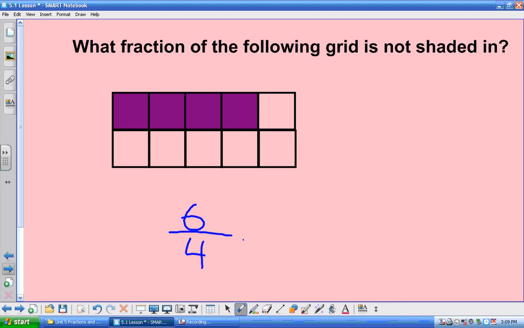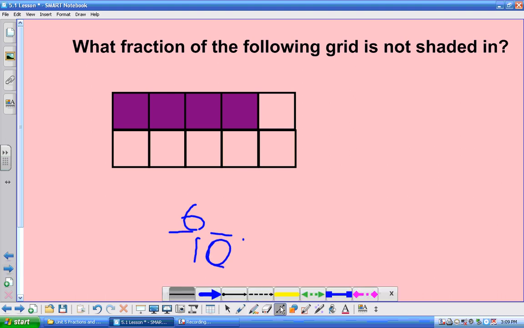It's 6 out of how many? 6 are unshaded. Remember, the top, the numerator, is how many you're counting. The denominator is how many there are in total. So how many are there in total? There you go. 6 over 10. Okay, so we have 6.